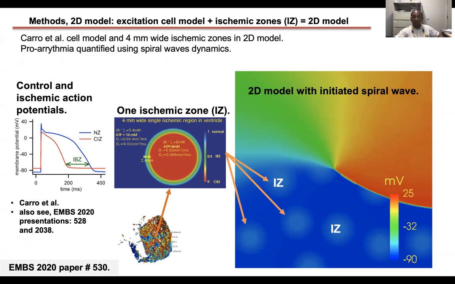A predefined number of such ischemic zones were then distributed within a large 2D sheet, as shown on the right-hand side of the slide, to represent the underlying structural heterogeneity that might affect the electrical propagation. Proarrhythmia was essentially quantified by studying an induced spiral wave and its dynamics over the course of 10 seconds.